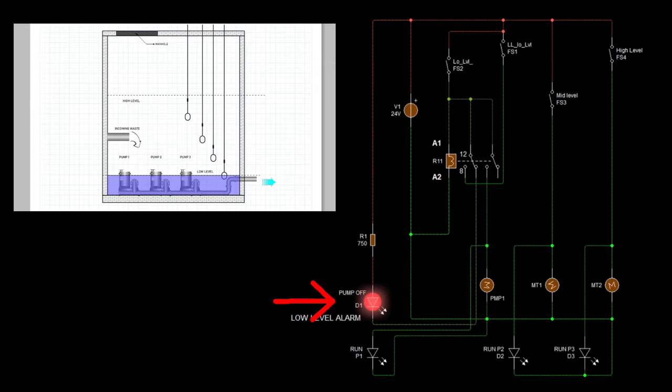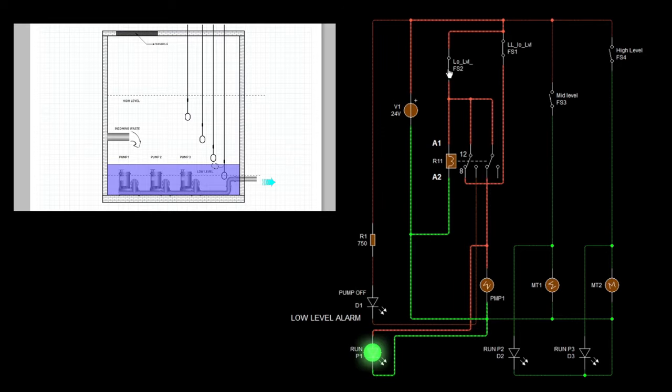Let's switch on the low level switch. As the level goes higher, the low level switch energizes. Still, no pumps will run, so the liquid inside the tank will keep increasing its level, because there are no pumps to discharge it. As the level increases, it will energize the low level switch.